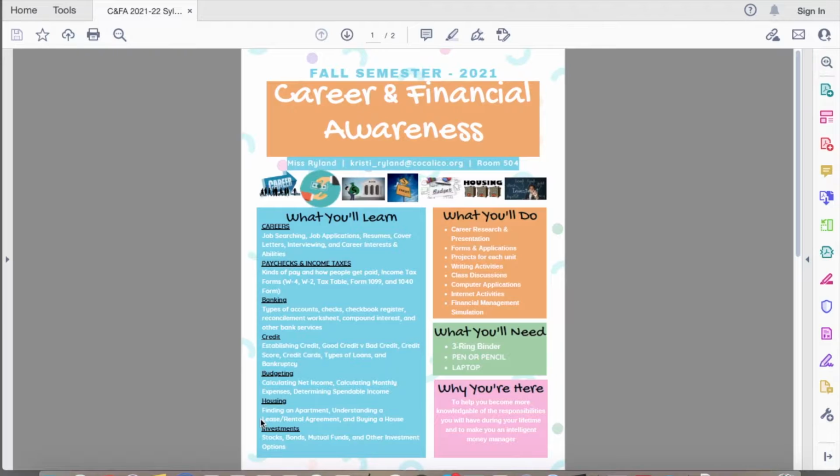We then move on to the paychecks and income taxes unit, because once you have a job, what comes next? You get paid and you have to pay income taxes. So they learn about the different types of pay and how people get paid. They learn about taxes, income taxes, and the income tax forms. So what a W-4 form is, what a W-2 form is, what the tax table looks like, what the Form 1099 is that they get from their bank when they earn interest, and the 1040 form, and they learn how to do some income tax problems. So eventually they will be able to do their own income tax return.